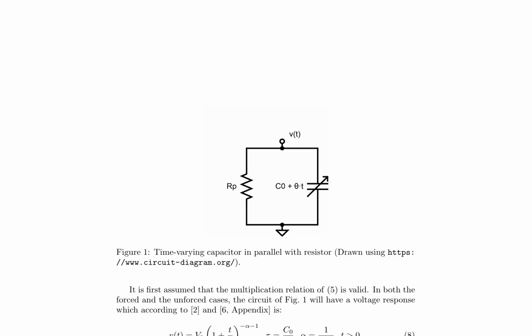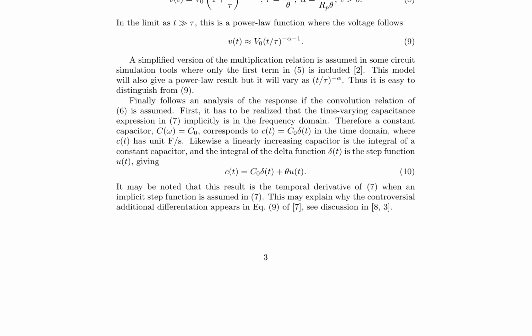In the context of circuit theory, a time-varying capacitance is examined through 2 different models, the multiplication relation and the convolution relation. The first model, described by equation 5, leads to a voltage response that follows a power law function, as shown in equation 9, where the exponent is alpha minus 1. This response can be observed in the circuit depicted in figure 1, which consists of a time-varying capacitor in parallel with a resistor. The second model, represented by equation 6, results in an exponential response, as seen in equation 12, with a time constant of tau.